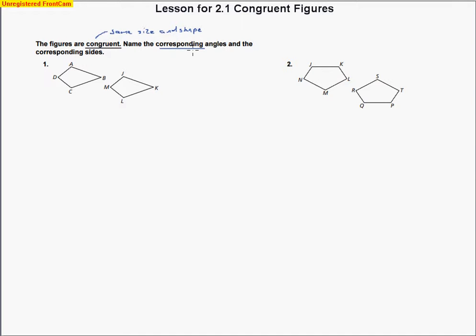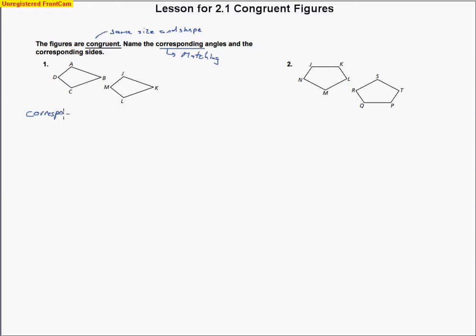And so we have to understand what corresponding angles and corresponding sides are. And corresponding just represents what we look at as matching. Kind of matching angles and matching sides. And so ones that, if we were to take the image and place it right on top, they would line up. And so that's what we're looking for here. And so we're going to start with corresponding angles.